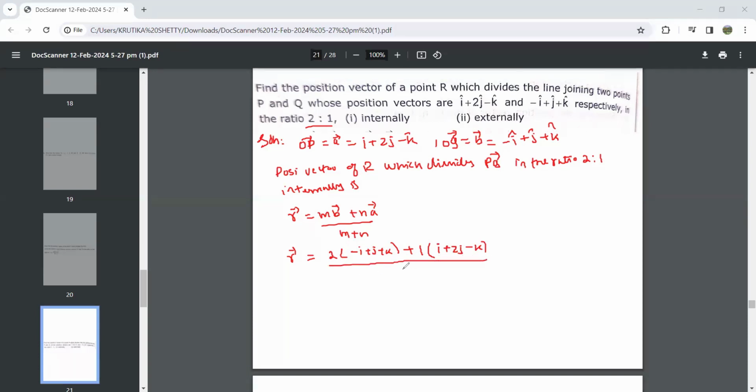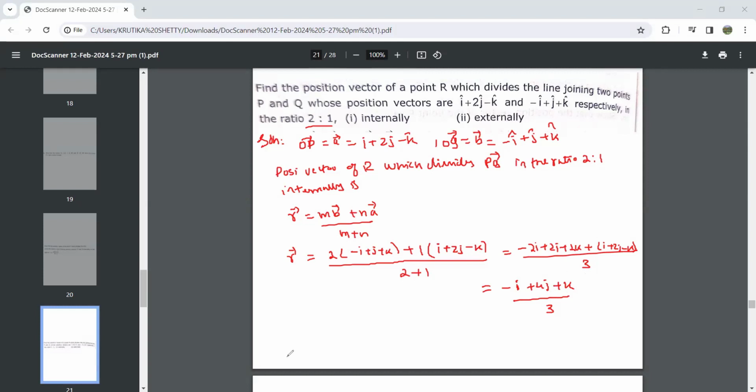So m plus n is 2 plus 1. On simplifying it further, we get 2i cap plus 2j cap plus 2k cap, plus i cap plus 2j cap minus k cap, whole divided by 3. Now simplify the i components: 2i plus i is 3i. Next, 2j plus 2j is 4j, and 2k minus k is k, whole divided by 3. So this is the first part.